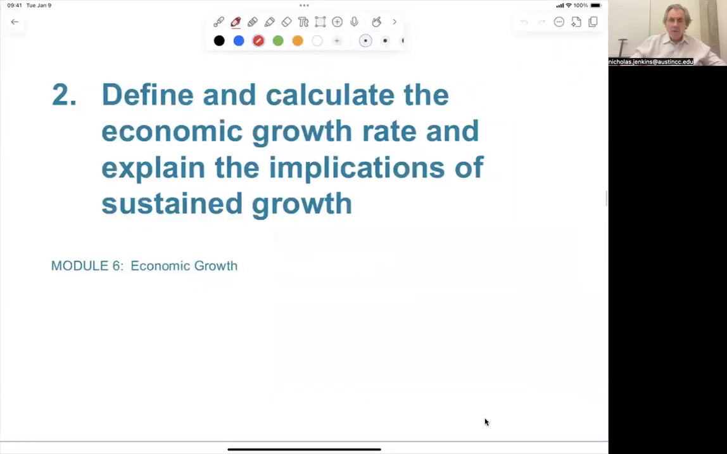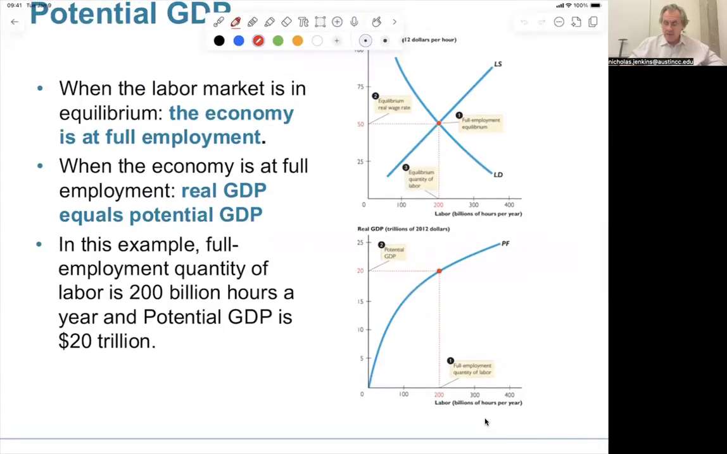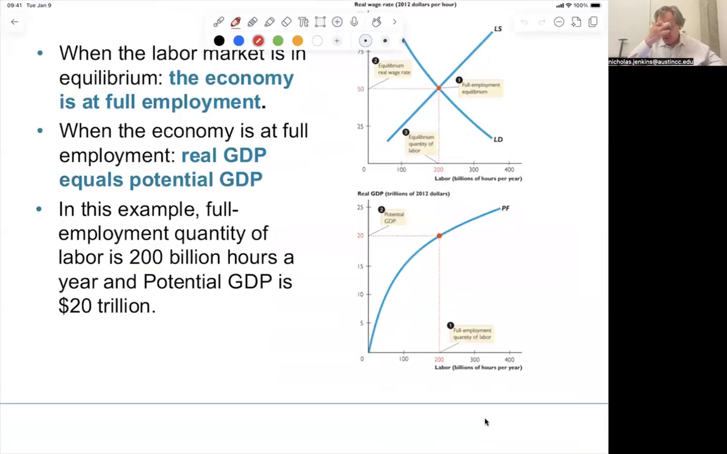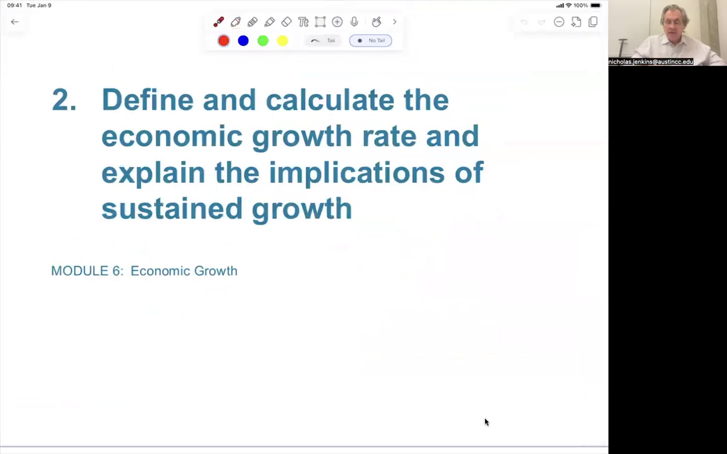All right, so we're going to continue talking about economic growth. We talked about the market for labor, the supply and demand for labor, and how that impacts the productivity function. The amount of labor from the labor supply and demand model gives us our full employment level, which tells us how much our GDP should be at potential GDP. Okay, so today we're going to talk about defining and calculating economic growth rate and explaining the implications of sustained growth.